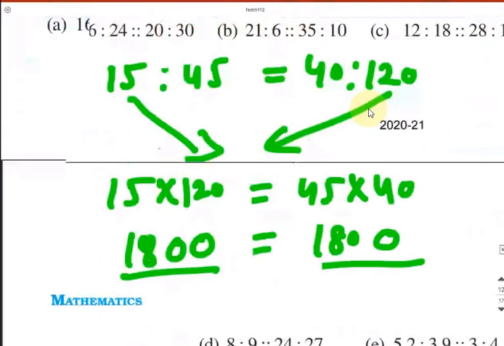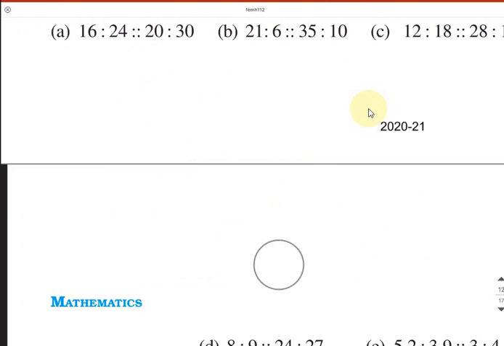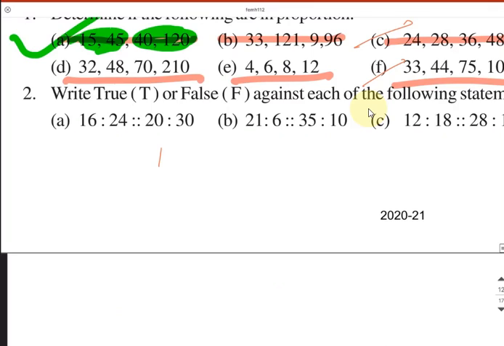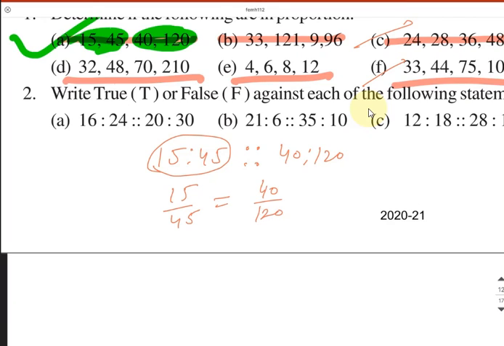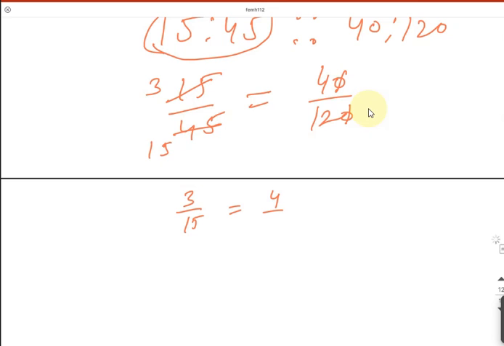But see carefully, here we took so much time to calculate because of the long calculation. You can also solve this question in such a way, in the simplest form. How? 15 ratio 45, then proportion 40 ratio 120. I told you this ratio can be written as the fraction 15 upon 45, and 40 upon 120. Now cancel them. See, 5 threes are 15, 5 nines are 45. This side 0 to 0 cancel.